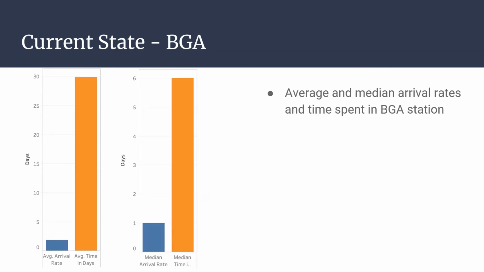When looking into product flow, the team realized that parts were spending a long period of time at the BGA repair station. After analyzing defect data regarding the product our team is focused on, the team found that parts were arriving at the station at a faster rate than they were leaving. Both median and mean are shown due to the presence of outliers. The median arrival rate is about 1 unit per day, and the median time in station is about 6 days.